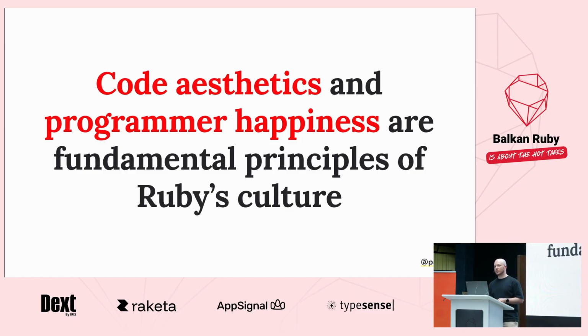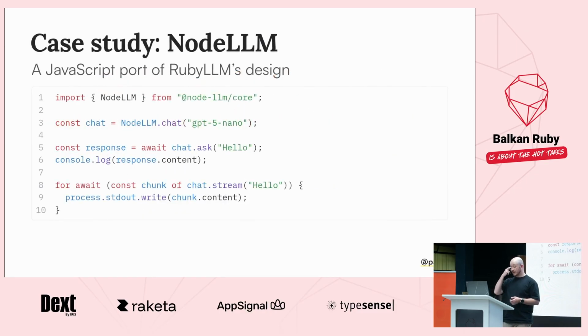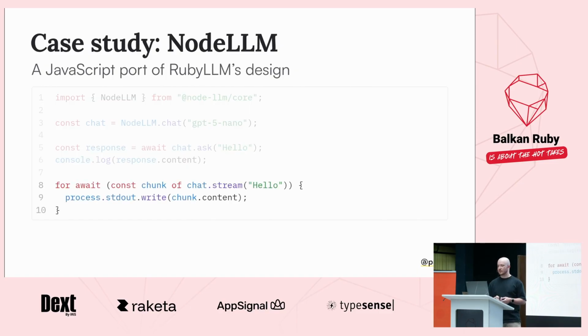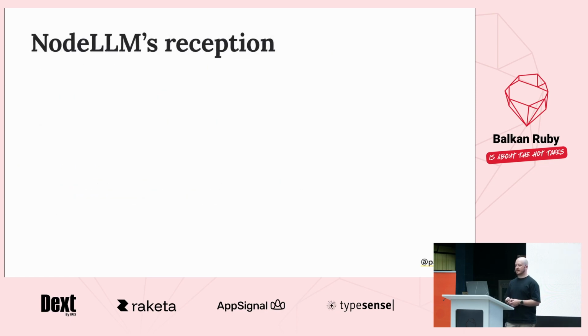And let me show you also a case study. There was another library that really liked the design of RubyLLM, and they ported it to JavaScript. This is called NodeLLM, and it has a similar shape. So you just pass the name of the model without the provider, and you just do a chat.ask, and you stream the chunks. Very cool. There's a bunch of other features, basically feature complete as much as RubyLLM is, and this is the reception.